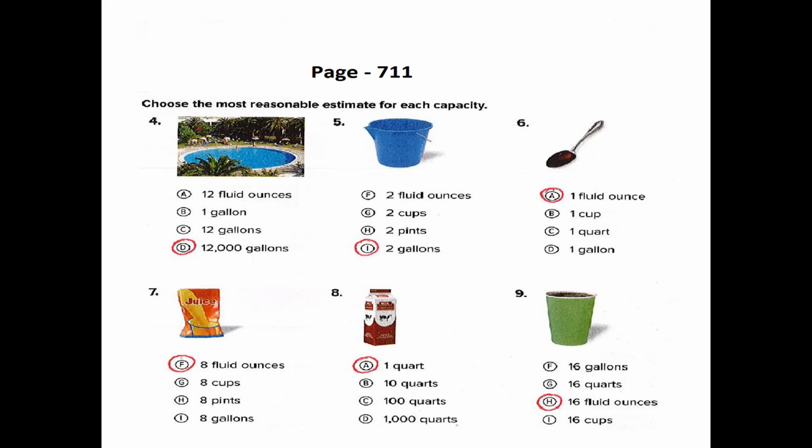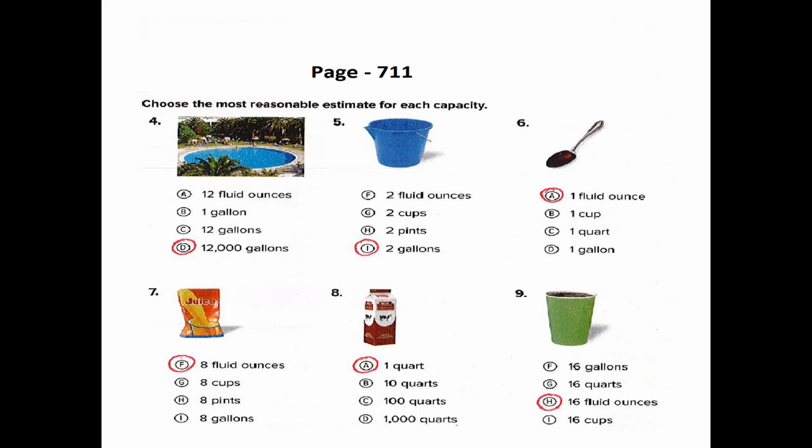In number 6, a spoon. We can see a spoon containing some medicine or liquid. So A is 1 fluid ounce, B is 1 cup, C is 1 quart, D is 1 gallon. So B, C, D cannot be possible because it is a small spoon. So A is the answer, 1 fluid ounce. After that we have number 7, with 4 options, F, G, H, I. So the correct answer is F, that is 8 fluid ounces.